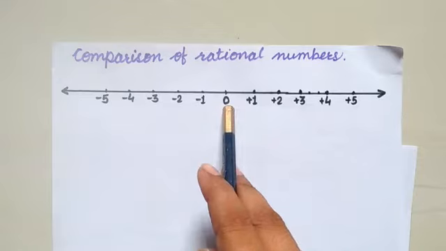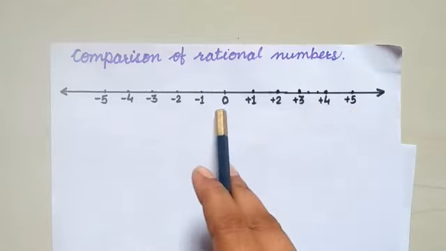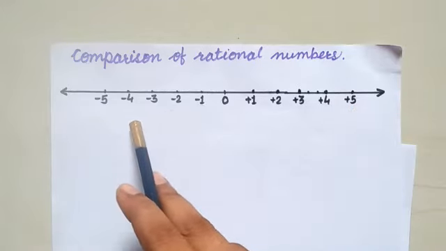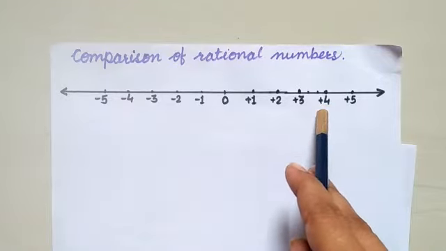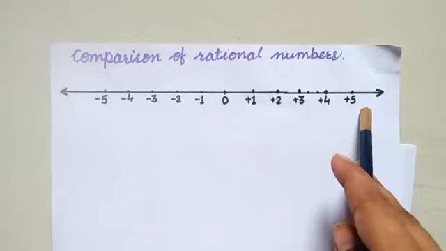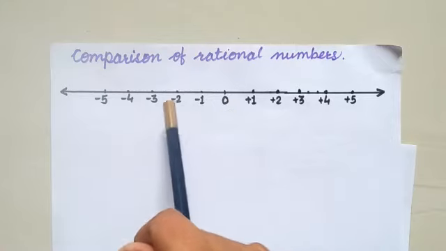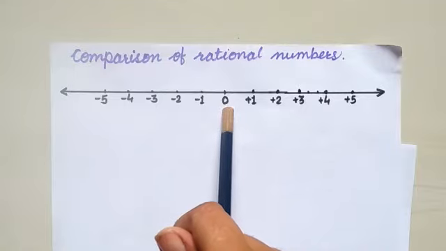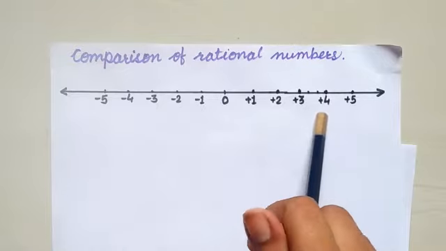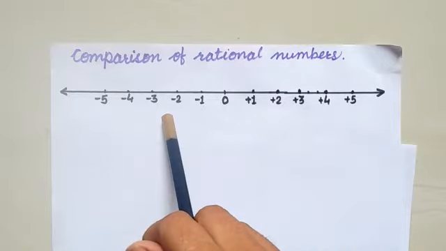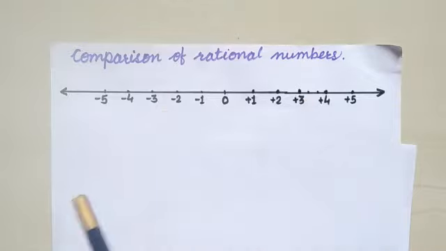At the center of the number line there is 0. On the right side of the 0, all of the positive numbers are here. On the left side of the 0, all negative numbers are here. If we compare 0 with positive numbers, all the positive numbers have greater value than 0. If we compare 0 and the negative numbers, then 0 has more value than the negative numbers. If we compare the positive numbers and the negative numbers, then negative numbers have less value, so they are less than the positive numbers.